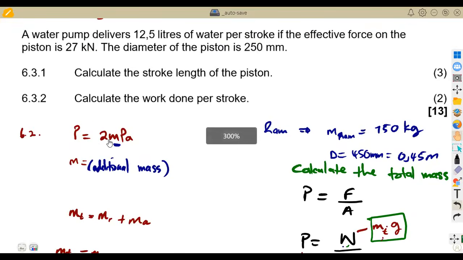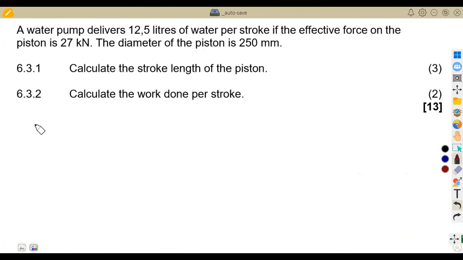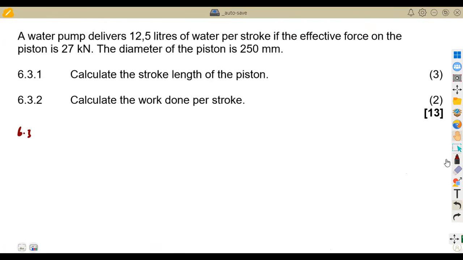Okay, 6.3. We have got the information that we need to consider on question 6.3, whereby we are given information on a water pump. All right, so let's see what you're given. A water pump delivers 12.5 liters of water per stroke. Each and every stroke is going to have a volume of 12.5 liters. Remember, liters is volume. We're talking about the volume that is being delivered per stroke in this case.